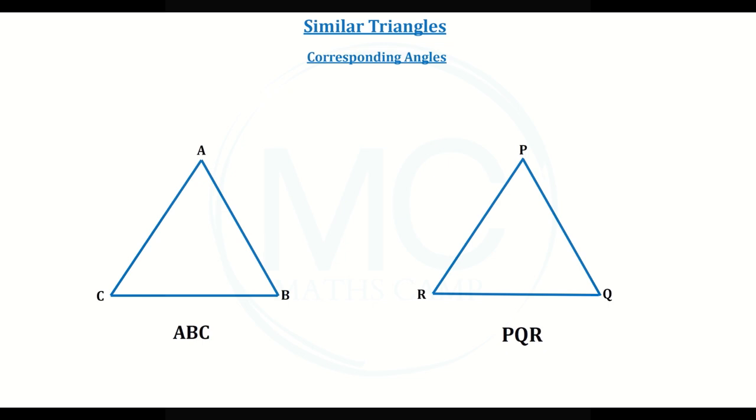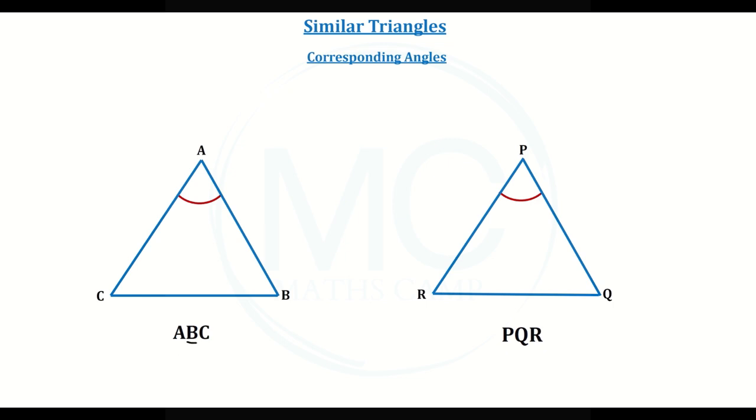The first letter in triangle ABC is A. So let's mark A in red. The first letter in triangle PQR is P. So let's mark angle P in red as well. A is the first letter in ABC, and P is the first letter in PQR. So A and P are corresponding angles.